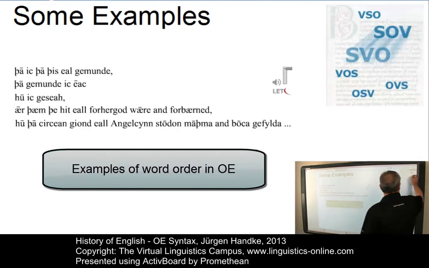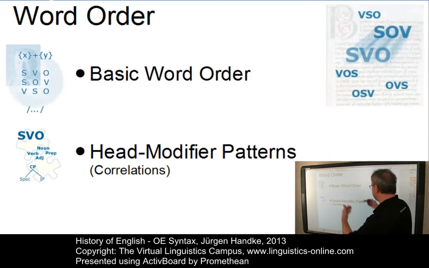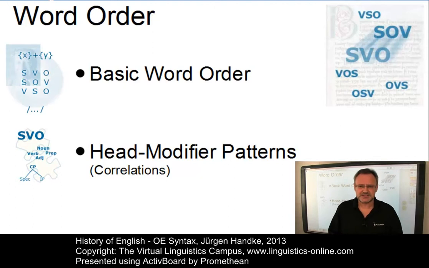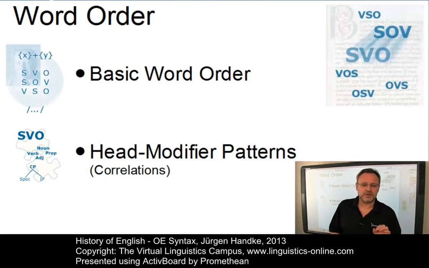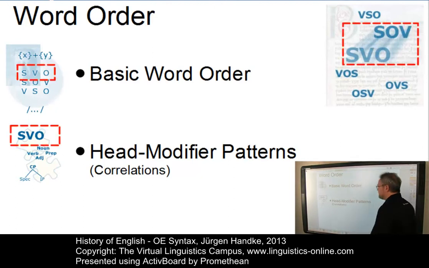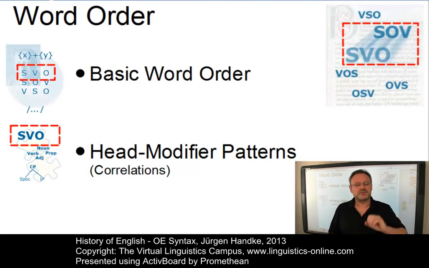But how do we establish the word order of Old English? There are two ways of establishing the basic word order of a language. There are the main clausal patterns, that is the basic word order itself, and the so-called word order correlations, that is head modifier patterns, a method established by the American typologist Joseph Greenberg. Both indicate that Old English had a relatively free word order, yet there were tendencies towards a consistent use of head modifier patterns and towards an SVO structure in clauses.